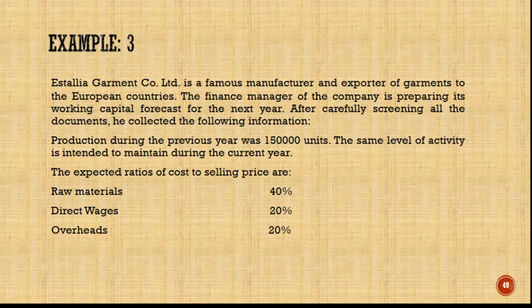Production during the previous year was 1,50,000 units. The same level of activity is intended to maintain during the current year. That means here in this particular year also, the company is going to produce the same number of units. The expected ratios of cost to selling price are raw materials 40%, direct wages 20%, and overhead 20%.